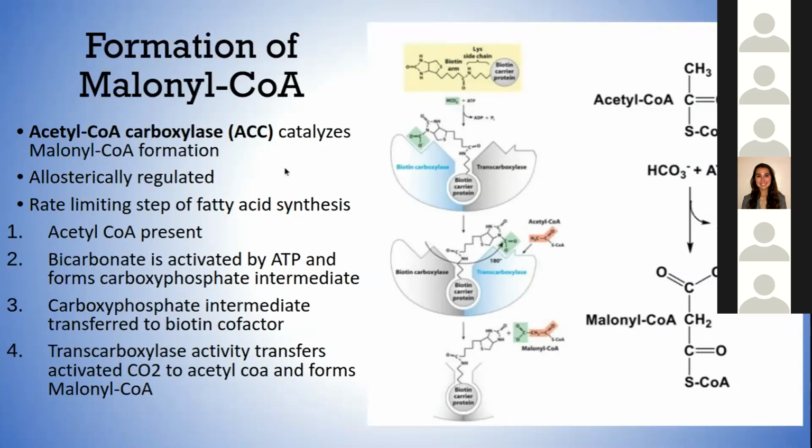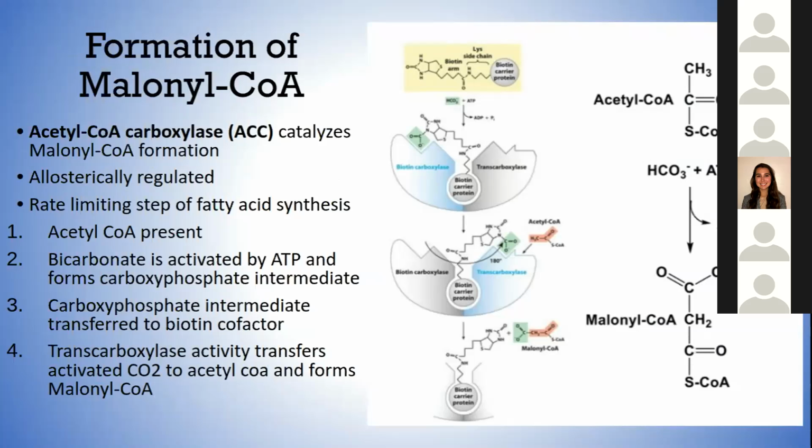So first we have our acetyl-CoA present right here, as we can see. We're also going to have a bicarb group, and we're going to have an ATP group. Those are going to work together to become activated and form a carboxyphosphate intermediate. Once we have this carboxyphosphate intermediate, we can work through that through biotin or B7, which is a very important cofactor in this process.